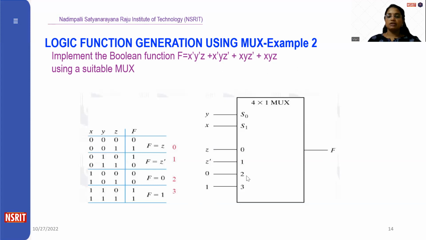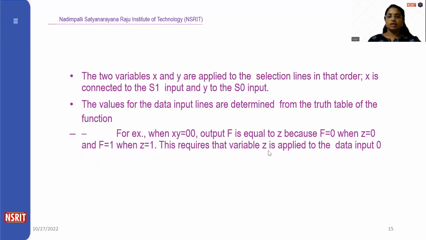So for D0, D1, D2, D3, the inputs are z, complement of z meaning z bar, 0, 1. So like this we can construct a logic function by using a multiplexer.